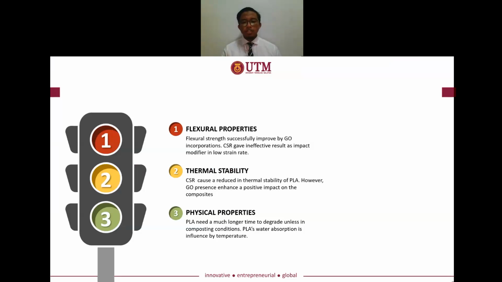Conclusion. Flexural properties show that our flexural properties were successfully improved by graphene oxide incorporation, and CSR gave ineffective results as an impact modifier at low strain rate, but might be effective at higher strain rate. CSR causes a reduction in the thermal stability of PLA. However, graphene oxide presence has a positive impact on the composites. For physical properties, PLA needs a much longer time to degrade unless in composting conditions. PLA's water absorption is influenced by temperature.